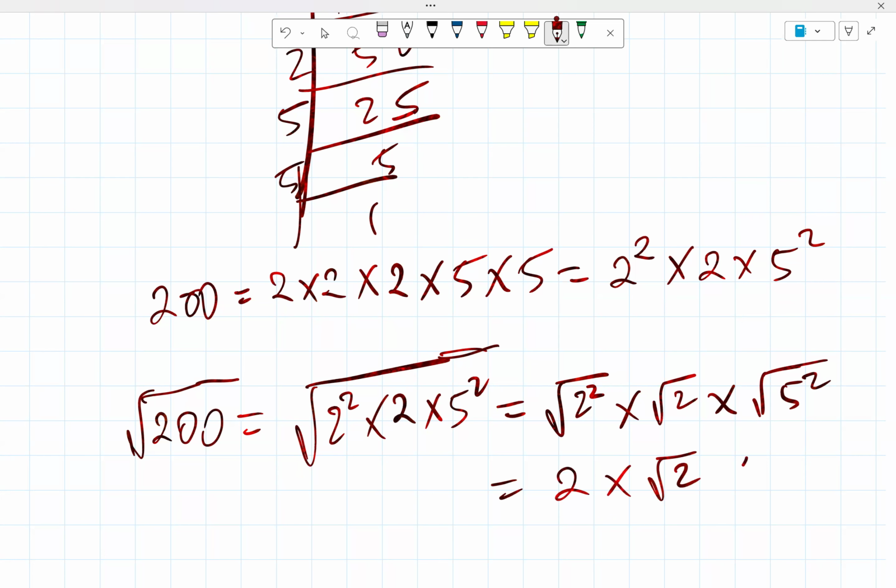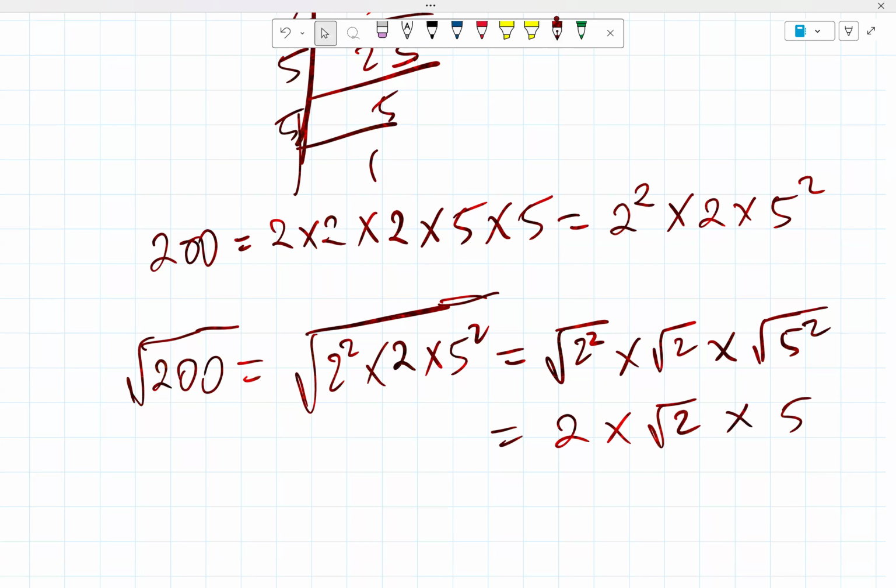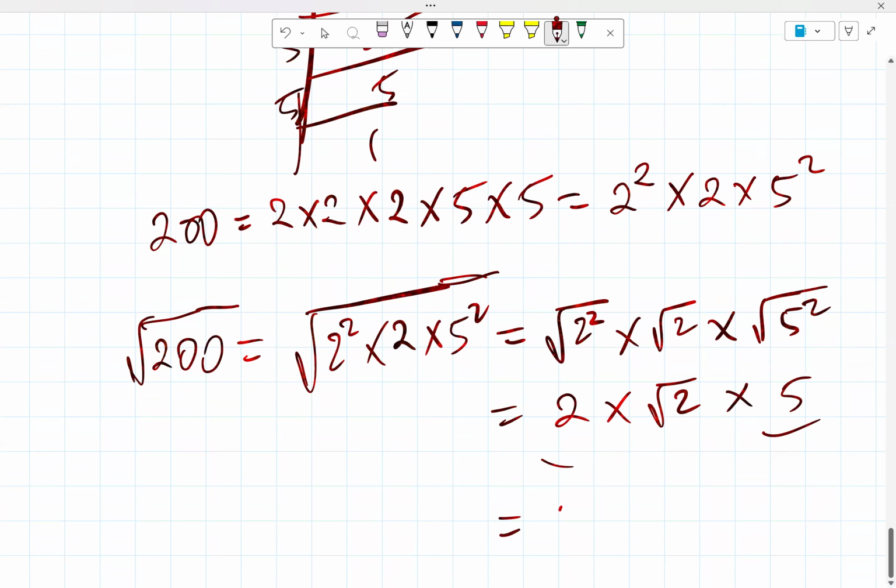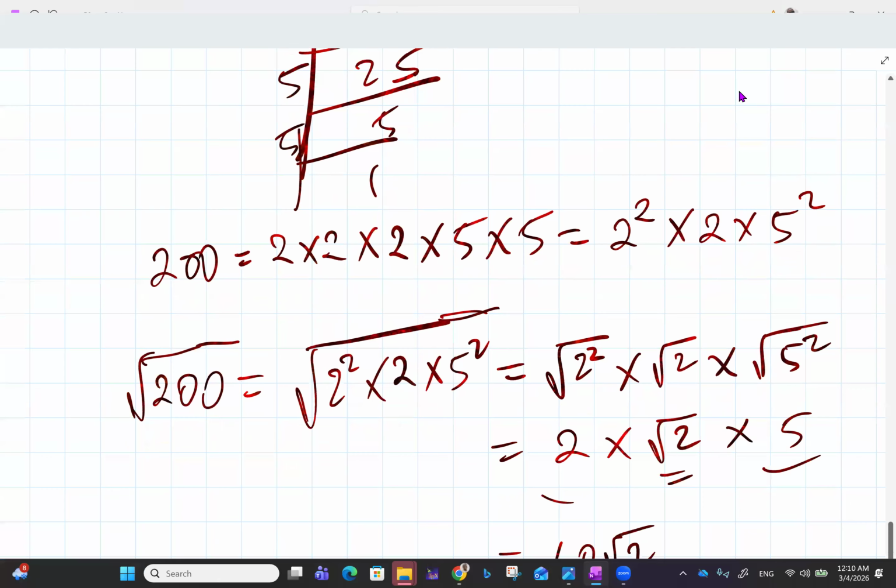You have your root 2 there. And square root of 5 squared, that's 5. So 2 times 5, that's 10. And then you have the root 2 here. So that's 10 root 2.